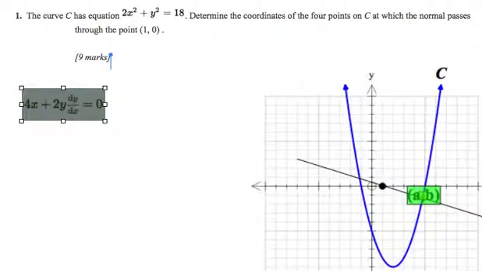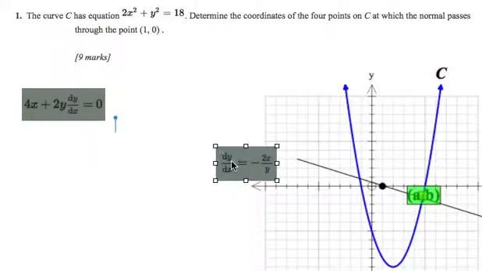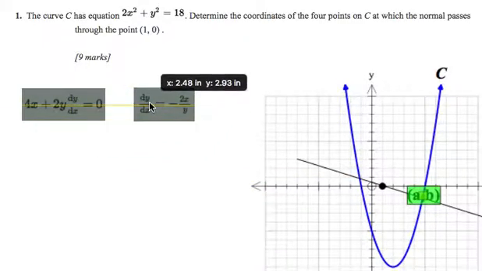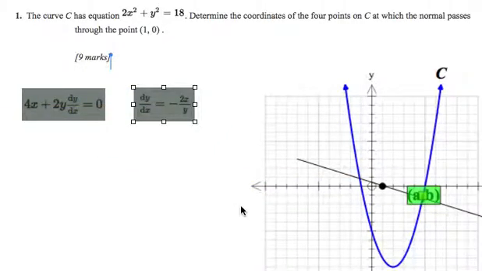The next step is that we need to solve for dy/dx. So I'm going to get dy/dx all by itself, and you should get something like this right here: dy/dx equals negative 2x over y. Now, at this point, we're going to write an equation for the normal that goes through (1, 0), and also through this point right here.